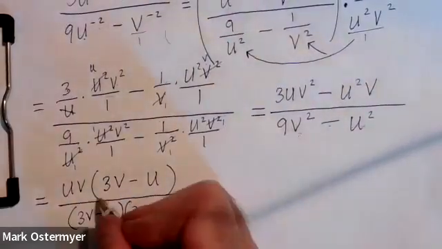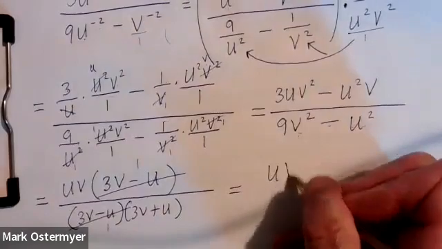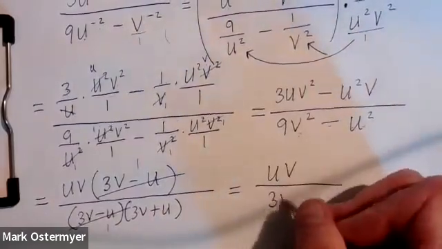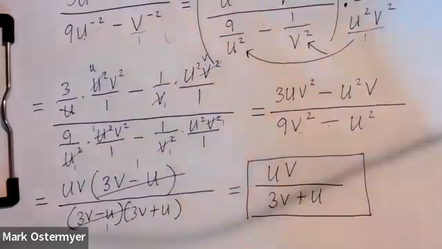Finally, we can reduce out the 3v minus u's between the numerator and denominator. We're looking at our final answer, which is uv over 3v plus u. And there's your final simplified result for that problem.